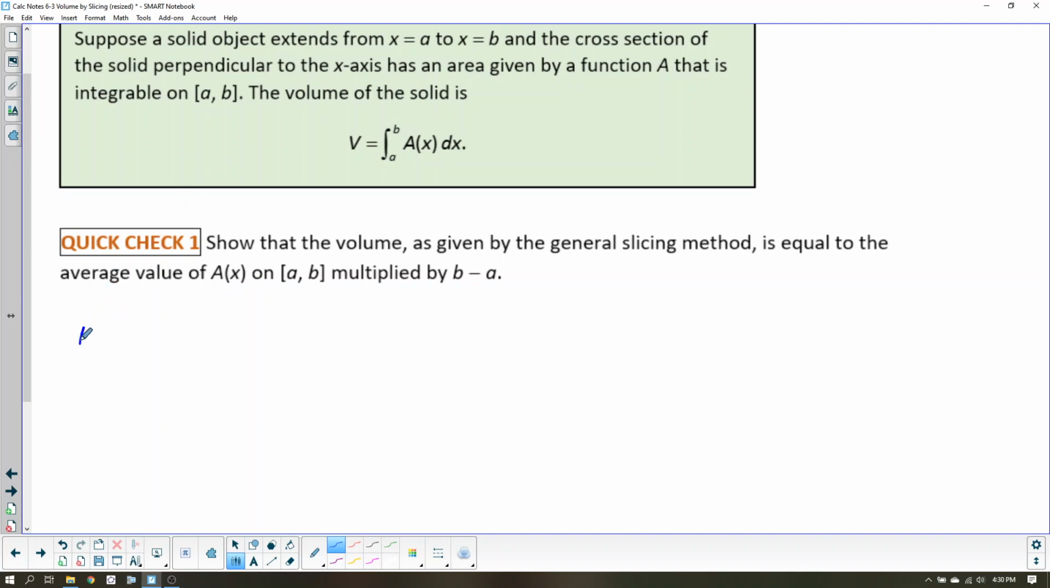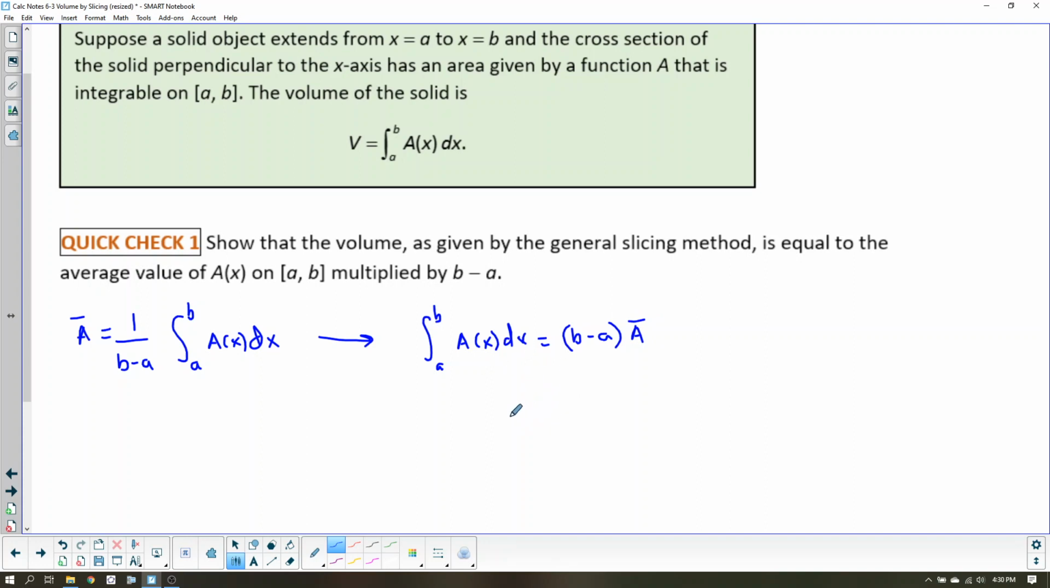Well, if you recall, average value of any function, in this case the function A, is equal to 1 over b minus a times the integral from a to b of the function, which in this case is A of x, integrated with respect to x there. This is the average value. Now, if we solve for this, meaning if I just get rid of this, move it to the other side, this shows us that the integral from a to b of A of x dx is equal to b minus a multiplied by the average value.